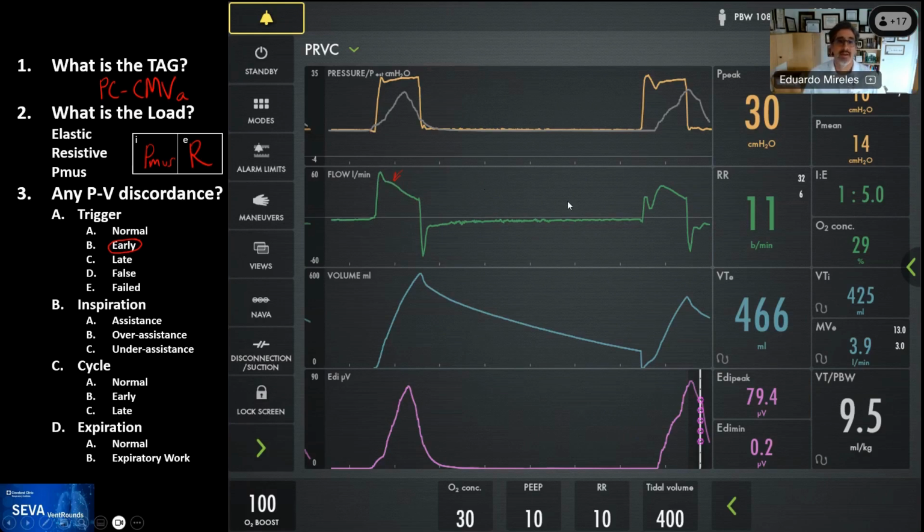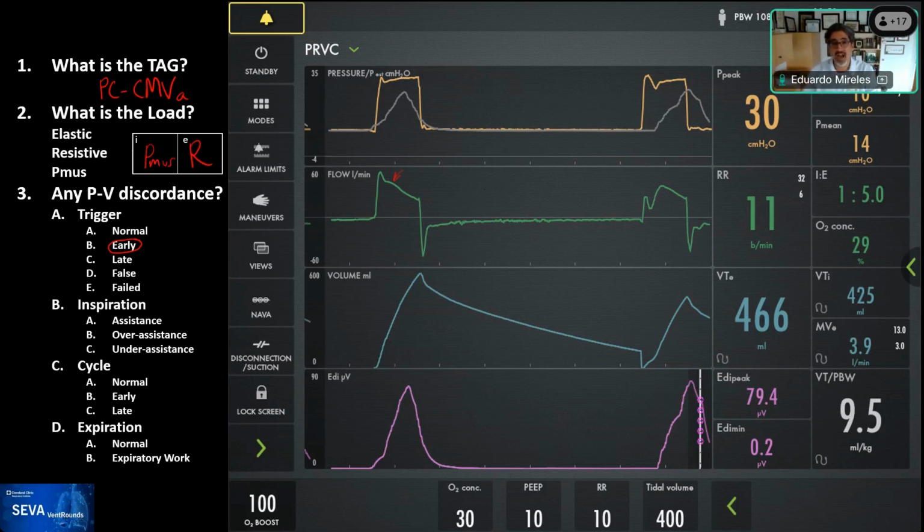Rob? Why couldn't it be normal? Does normal imply patient triggered? Well, it's not triggered by the patient. Yeah, but it's triggered by the vent. Yeah, but every breath is triggered, right? This is luck.